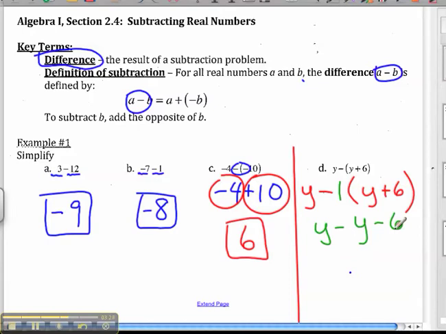Beautiful. Now, how many terms down here, Jordan? There are 3. What are they? Positive y, negative y, and negative 6. Good. Can I combine any of that? Combine the 2 y's. What happens when I combine these? 0. They just cancel and I'm left with negative 6. Beautiful. Couldn't have done it better myself.